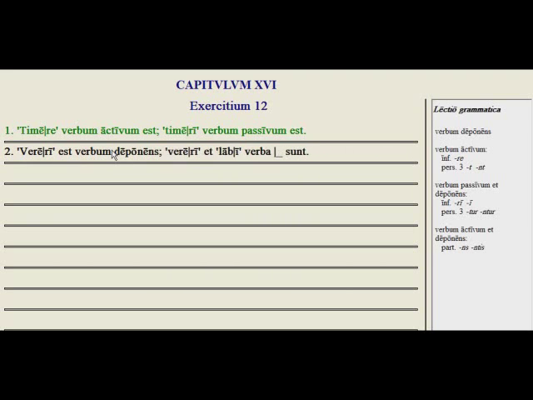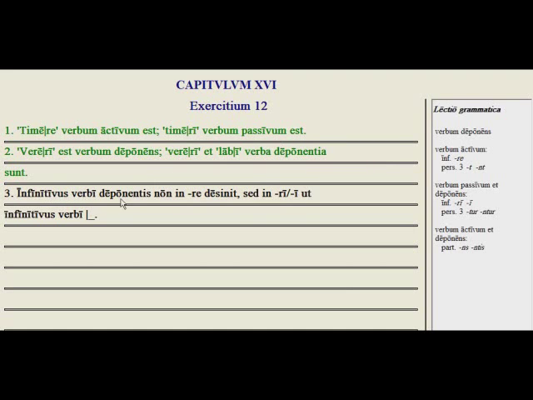Deponens. Vereri, at labi, so to fear and to slip. Now we just need the plural of deponens, which is deponentia. So deponens, we see, follows the pattern of mare, maria, in its declension.